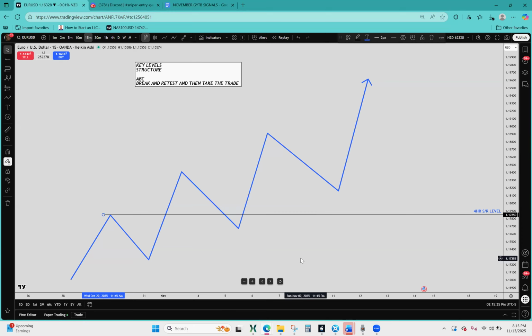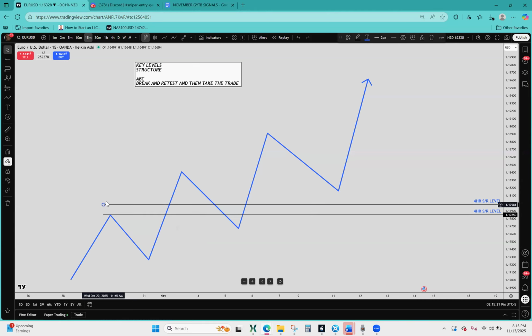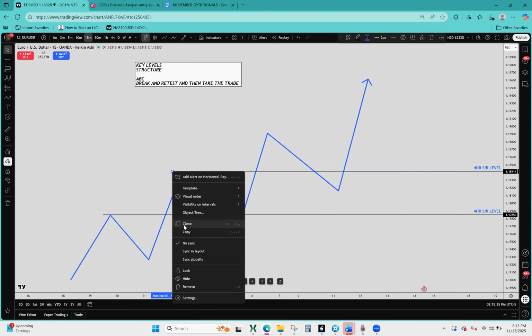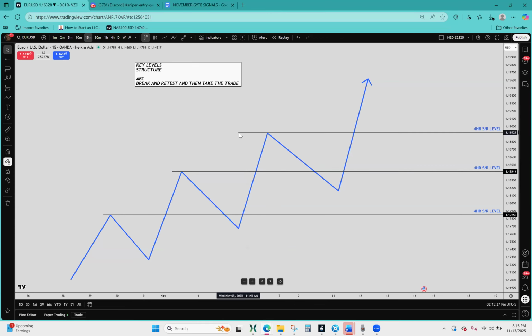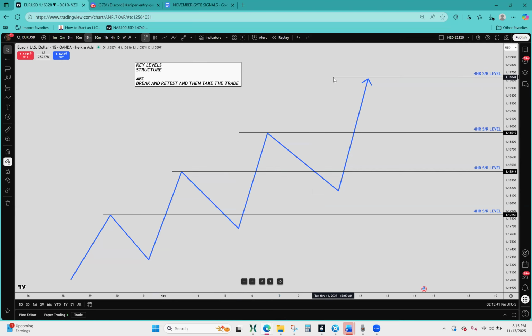So now I'm able to move a little bit faster. I'm able to now just clone the tool, it doubles it, and I can just put it at those key levels. Is everybody following? Right? I also want to teach you how to move faster. Shouldn't take you so long to just mark up these key levels. We got it? Right?